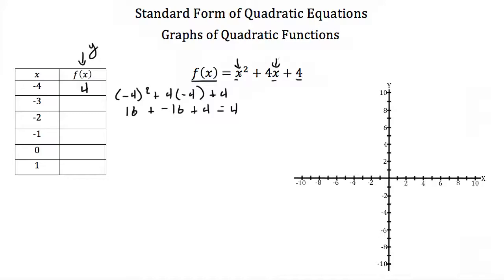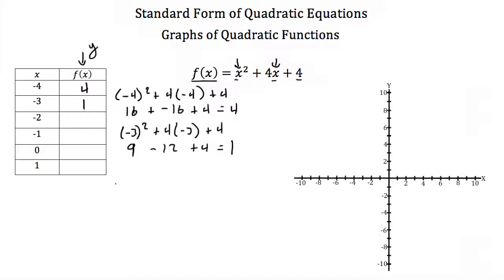Now we'll plug in -3 for x. We get -3 squared plus 4 times -3 plus 4 again. -3 squared is a positive 9. 4 times -3 is -12, and then plus 4. 9 minus 12 plus 4 is a positive 1. So our function value then, when x is equal to -3, is a positive 1.